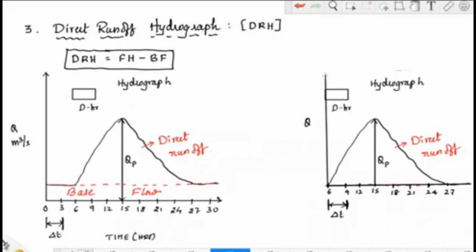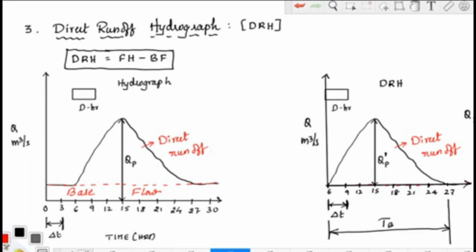So Q in terms of meter cube per second. X-axis is time in terms of hours. Now from here to here, this will be your time base. We shall call this QP dash, because QP dash is equal to QP minus base flow. Peak of a DRH is equal to peak of a flood hydrograph minus base flow. So this is your resultant DRH, direct runoff hydrograph.